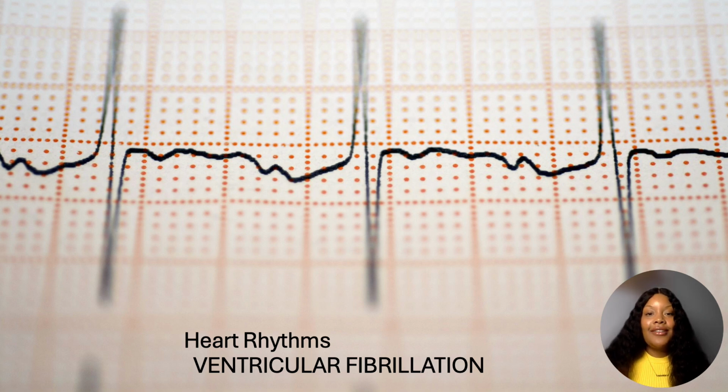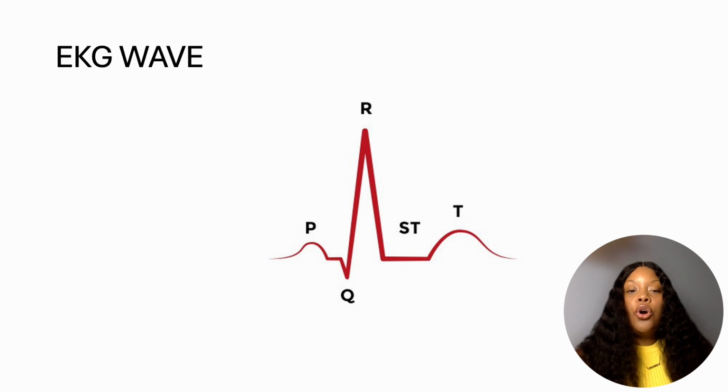Let's get started. So first I want to go over an EKG wave to let you know how it's supposed to look and what it actually means. So our P wave shows atrial depolarization. That means that the atrium contracts, and when the atrium contracts, it then pushes the blood to the ventricles.